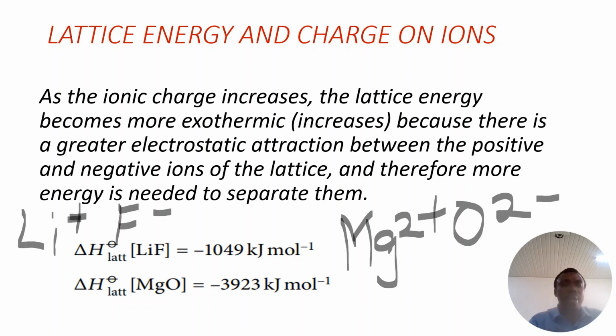So you can discover that the lattice energy for magnesium oxide is greater than the lattice energy for lithium fluoride. So the lattice energy is more exothermic. Magnesium oxide has a stronger electrostatic force of attraction between its ions, and a stronger ionic bond compared to lithium fluoride. So as the ionic charge increases, the lattice energy becomes more exothermic. So that is the effect of ionic charge on the lattice energy.